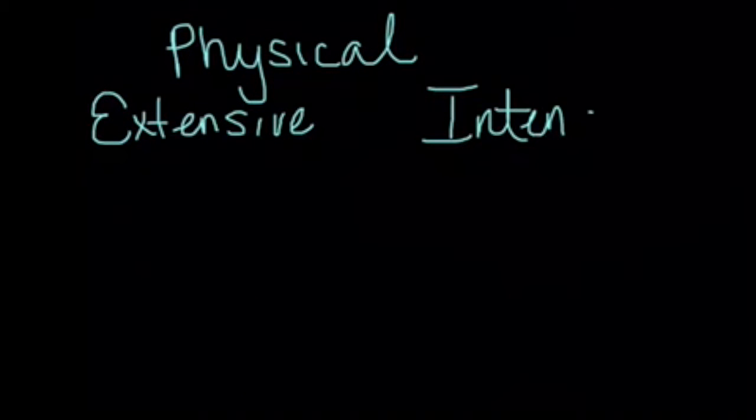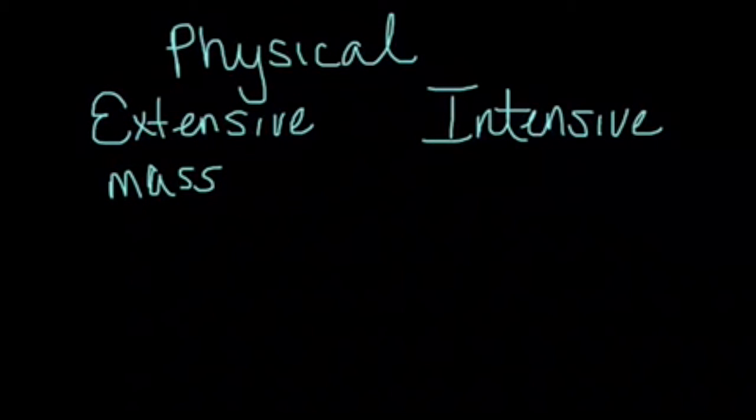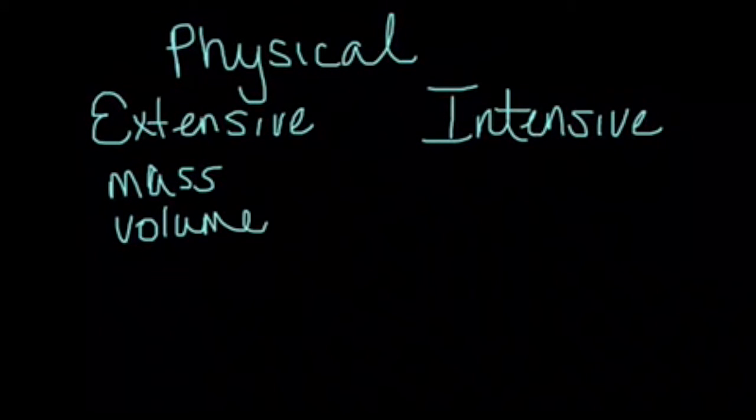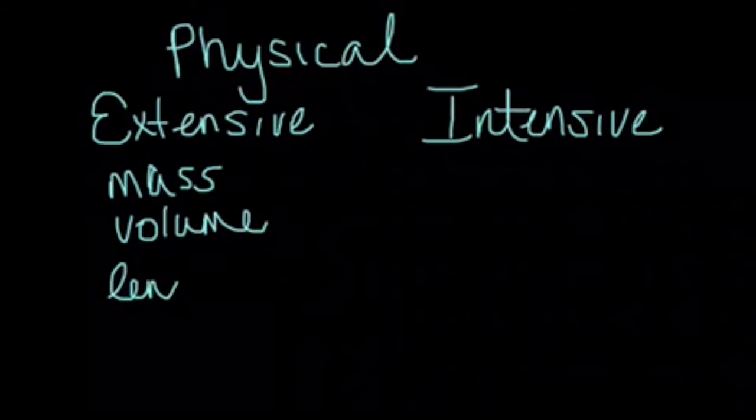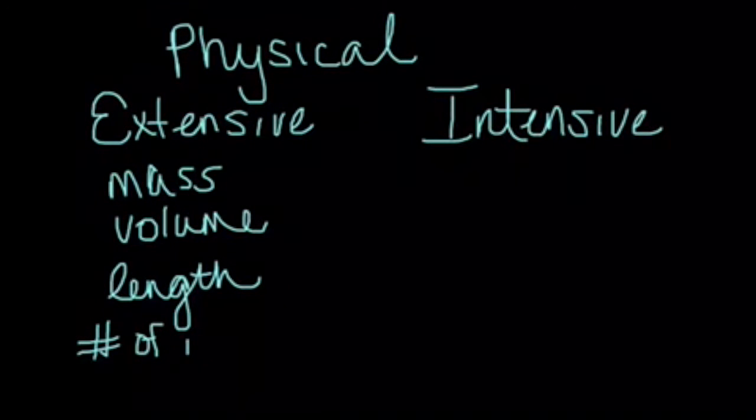Extensive properties are going to be properties that depend upon the amount of matter that is present. So this is going to be things such as mass. It's going to be things such as volume. Another that we typically look at is length and the number of moles present. So anything that depends on the amount that we have available to us.